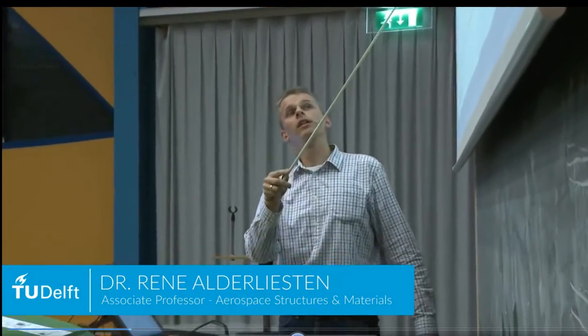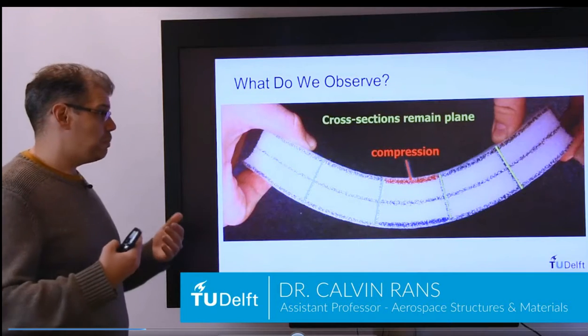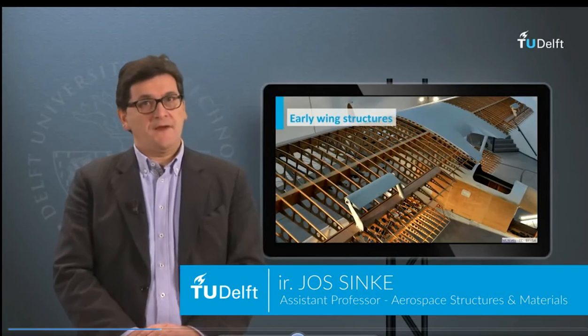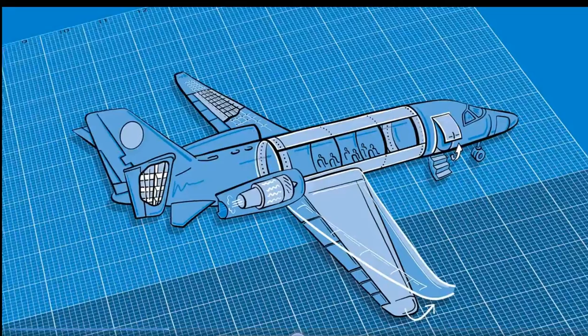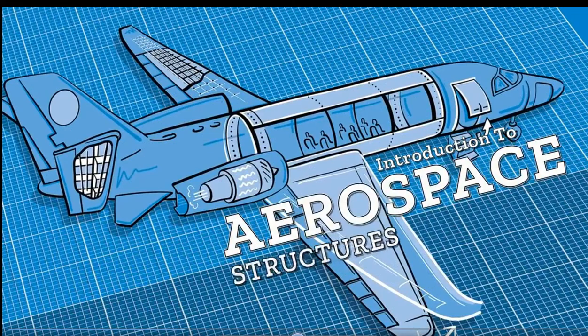Hi, my name is Julian Saunders-Smits and I'm a professor in aerospace structures and materials here at Delft University of Technology. Together with my fellow professors from the Department of Aerospace Structures and Materials of the Faculty of Aerospace Engineering at Delft University of Technology, we will take you on a journey through the considerations behind the structural and mechanical design of aerospace vehicles in our course Introduction to Aerospace Structures and Materials.